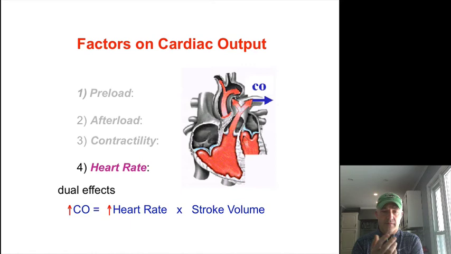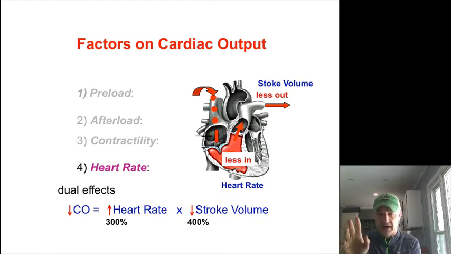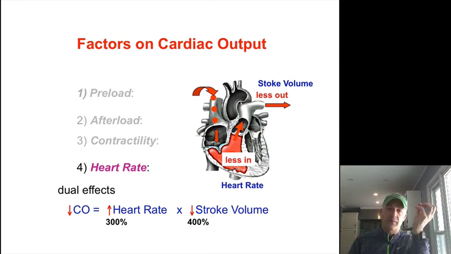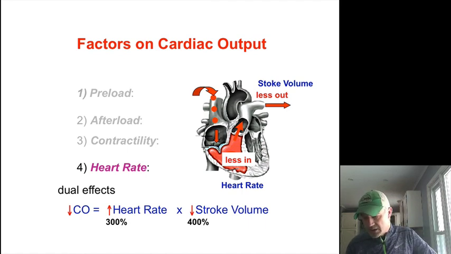Heart rate: increased heart rate, assuming stroke volume remains the same, is going to increase cardiac output. Obviously, if there were differing directions on this one, you could have a change, and you'd actually have to do the math. Mainly what we see, though, is that with increasing heart rates we usually also see increasing stroke volume. So generally heart rate is going to increase this, but I'm probably not going to give you something where it says stroke volume went up this much, heart rate went down this much, what was the effect on cardiac output? But you need to understand all the things that influence cardiac output.